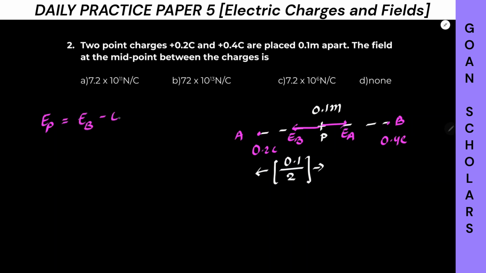Sir, why did you do EB minus EA and not EA minus EB? Because the charge at B is greater, so stronger will be the field. So to keep the magnitude positive, we did EB minus EA.